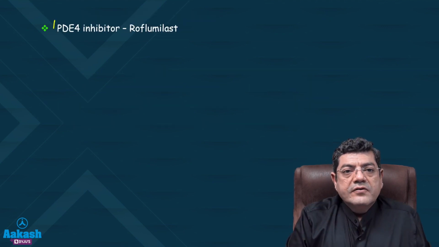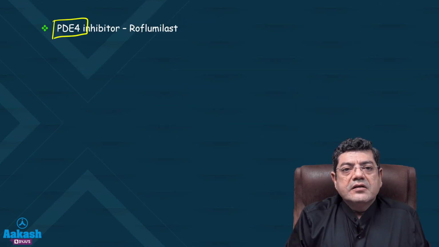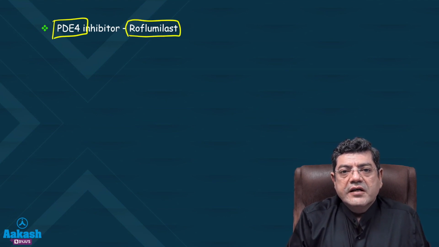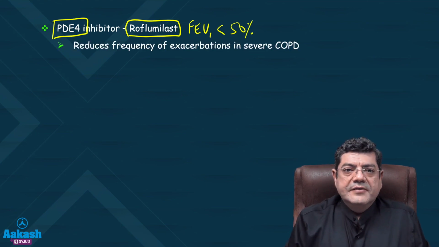Okay. Another phosphodiesterase inhibitor, the other one that we discussed was theophylline. Another phosphodiesterase inhibitor is roflumilast, and again it reduces the frequency of exacerbations. It is to be given when the patient's FEV1 is less than 50%, right?